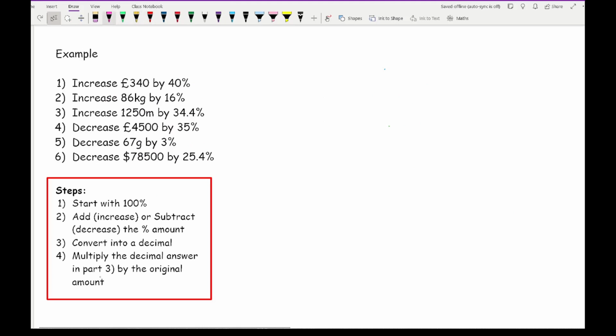So now let's have a look at some example questions. Looking at question 1, what we're doing is increasing by 40%. Here we've got 340, which is the amount. Let me just color code this.